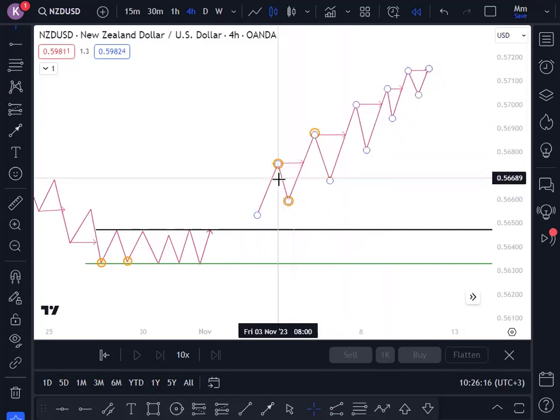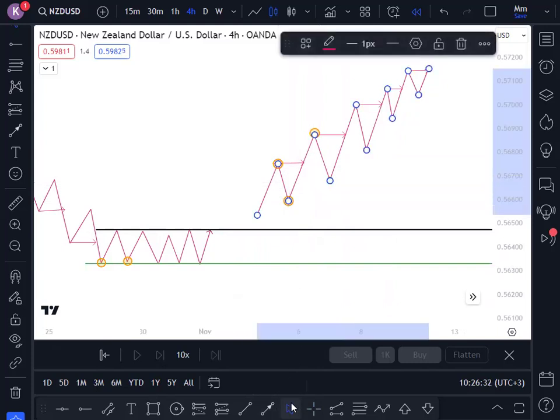So this is called a retracement or a pullback, or maybe we can call it a correction move. This is a correction move, and this is a correction move or a pullback.